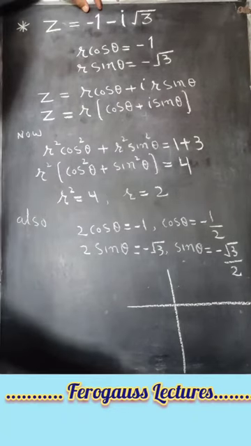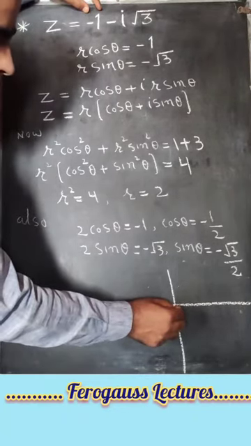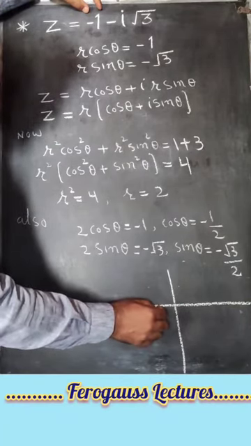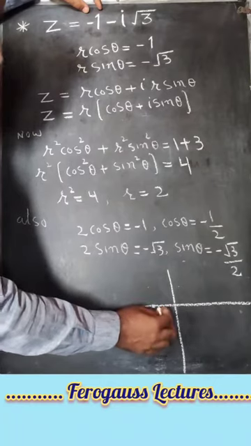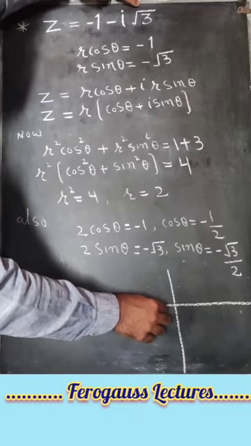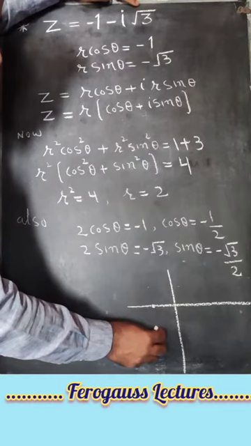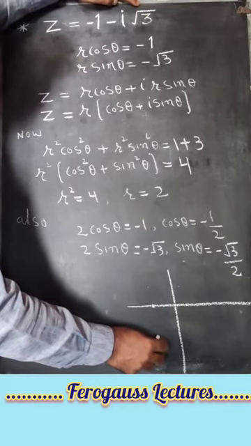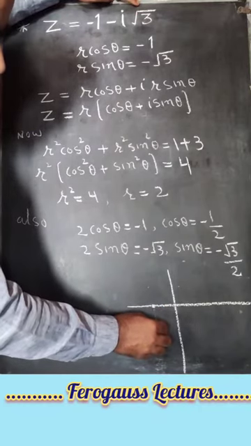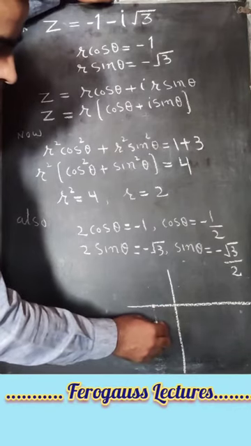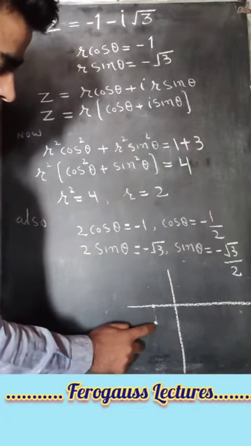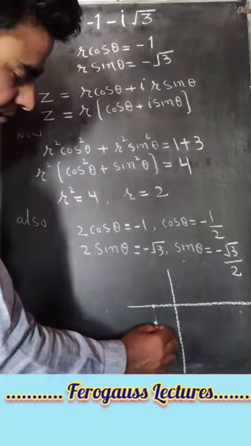Now our real part is -1, so if we start from origin, we have to move towards negative real axis, 1 unit distance. And imaginary part is equal to minus square root of 3, so we move towards negative imaginary axis root 3 distance. So we reach here. That means the point corresponding to the complex number z is this point, say point P.